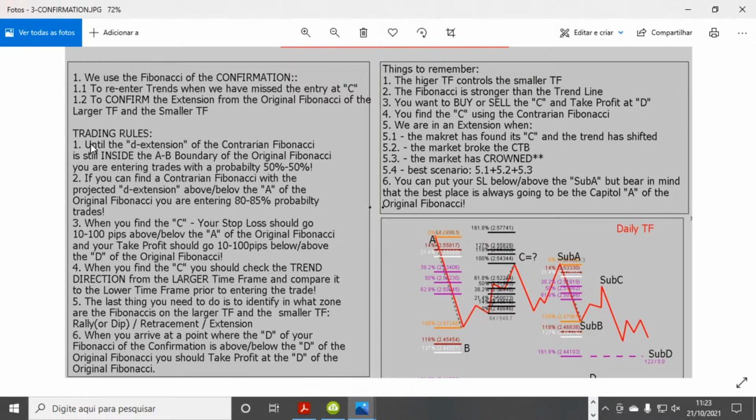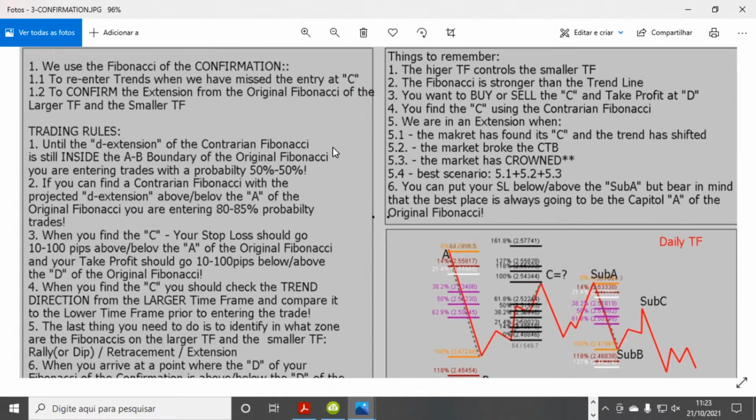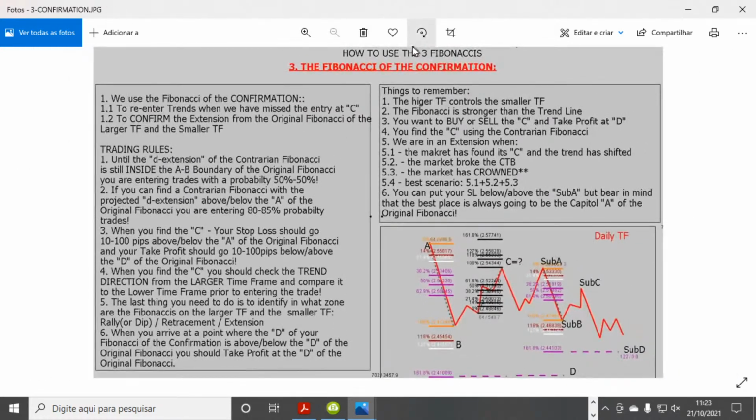Trading rules until the D extension of the contrarian Fibonacci. So those are how to use the 3 Fibonacci. Okay? Trading rules until the D extension of the contrarian Fibonacci is still inside the AB boundary of the original Fibonacci. You are entering trades with a probability 50-50 on the Fibonacci of the confirmation too.